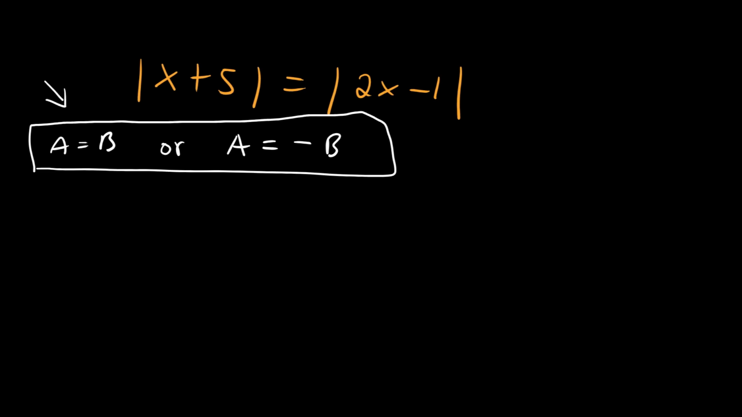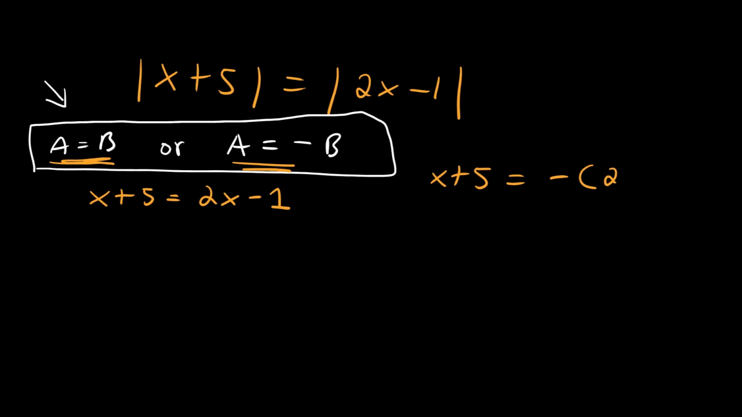Okay, so for the first one, we will simply write x plus 5 is equal to 2x minus 1. And now let's use this other one: x plus 5 equals negative, and now this value here, 2x minus 1. Alright, let me add 1 here and add 1 here. That's x plus 6 equal to 2x. Now let me subtract 1x and subtract 1x. That will be x equal to 6.